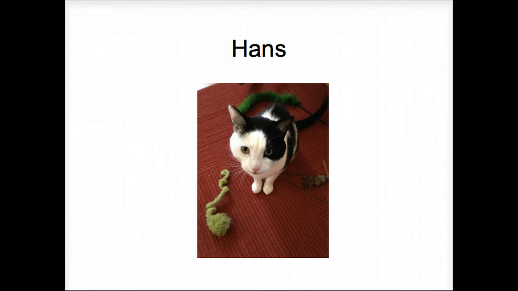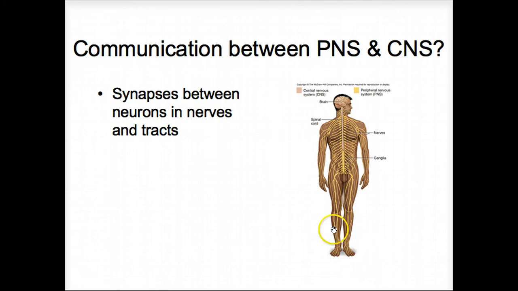So if we go back to the previous slide, just imagine Hans here rubbing against your ankle. And he'll do that sometimes, so he'll be friendly. So his soft fur is against your leg. And you can imagine that the receptors in your skin are going to carry that information about that soft fur up your leg, okay?